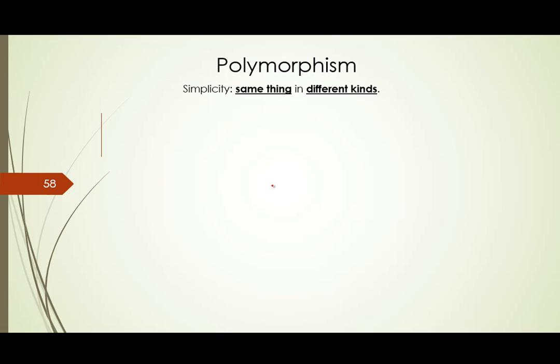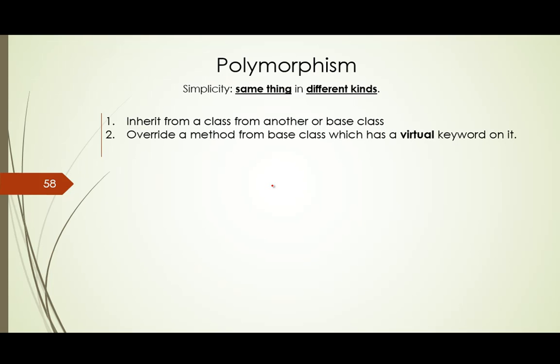So let's see how to implement polymorphism in your code. When people ask in an interview question what is polymorphism, you can say same thing in different kind, and then give the programmatic definition of how you can implement polymorphism in your code. The way is to inherit your class from a base class. That's the first step. The second step is to override a method from a base class. We haven't seen override yet, but we're going to see it right now.